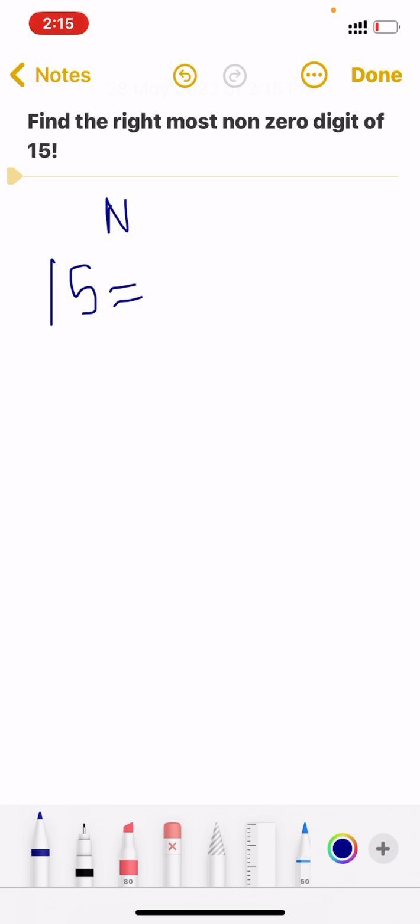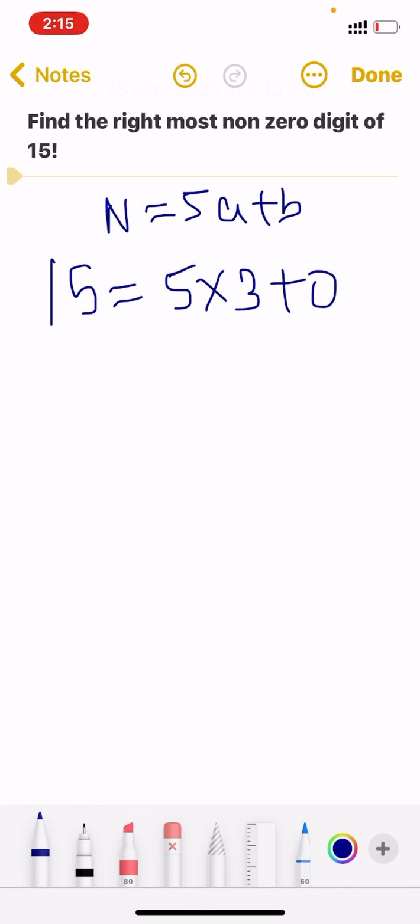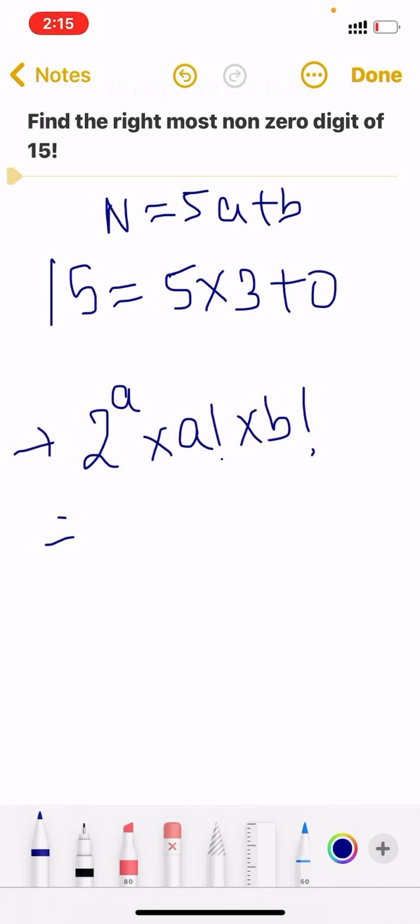We'll write the number n in the form 5a plus b, so 15 becomes 5 into 3 plus 0. Now the rightmost non-zero digit is 2 to the power a into a factorial into b factorial. This is the formula. Yesterday we dealt with how this came about in that blog, so you can go to that blog as well.